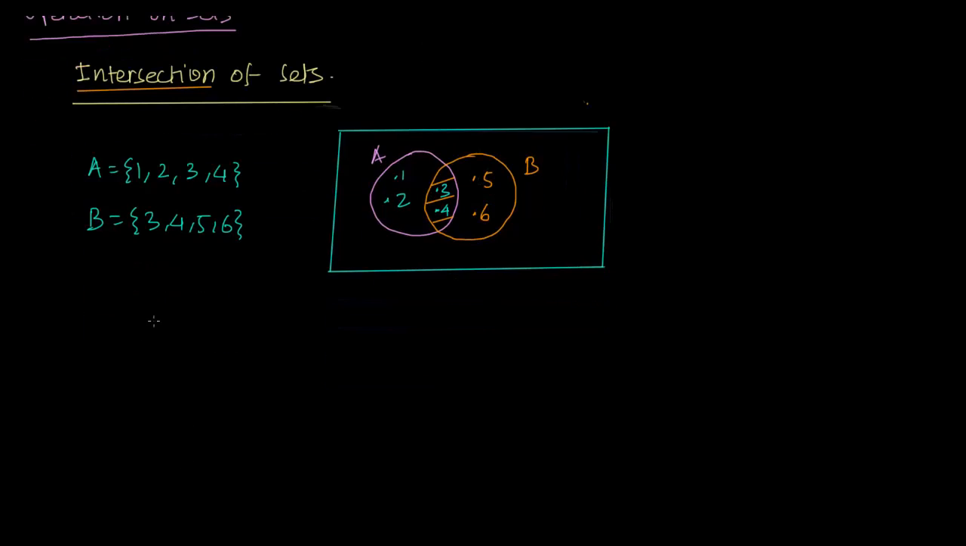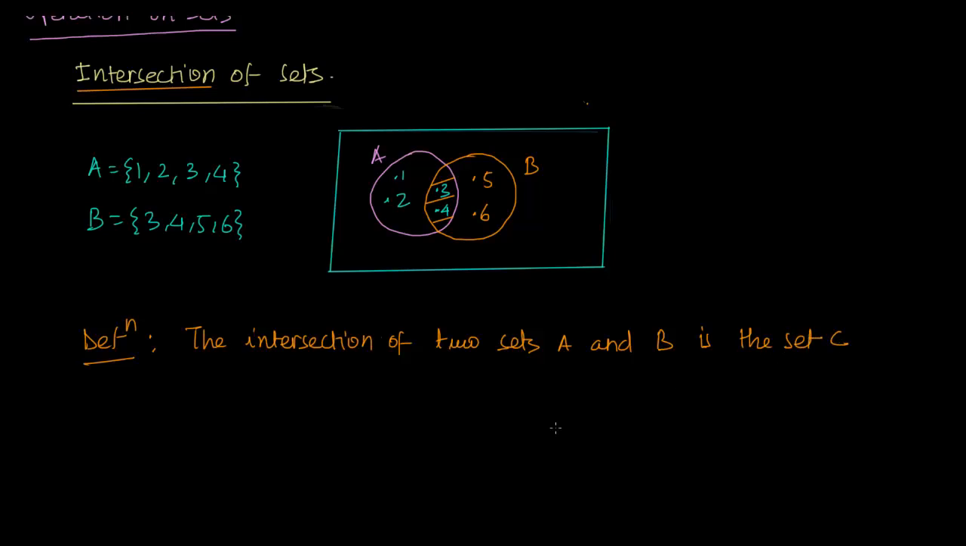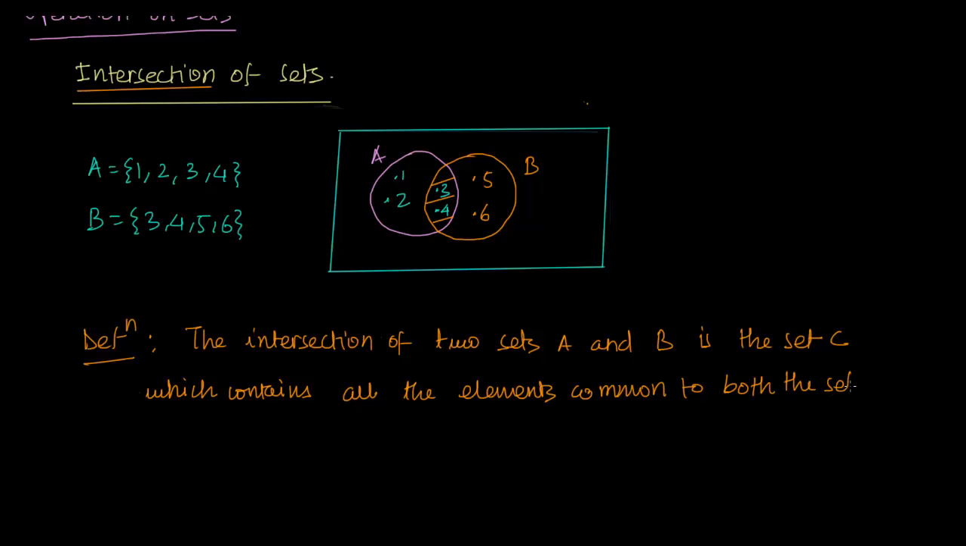Okay, so we write the definition. The intersection of two sets A and B is the set C, which contains all the elements common to both sets, right? Common to both sets.